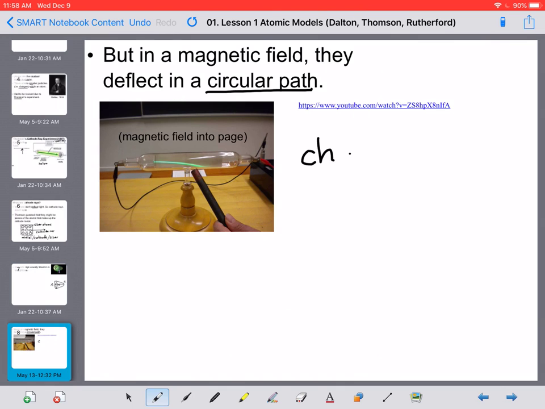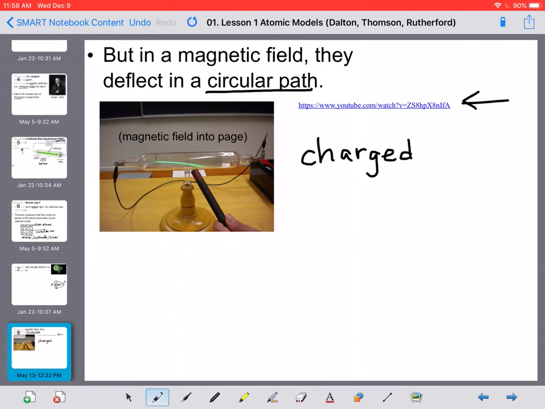So because we know that cathode rays move in a circle, we know that cathode rays must be made up of charged particles. Now, what I'd like you to do is pause the video again and go watch this YouTube video, and then come back.